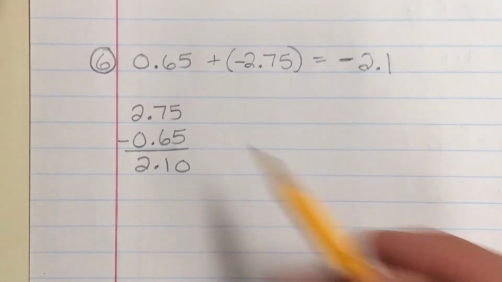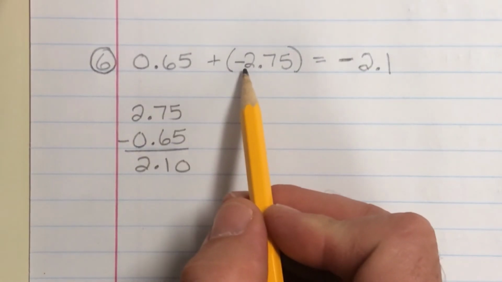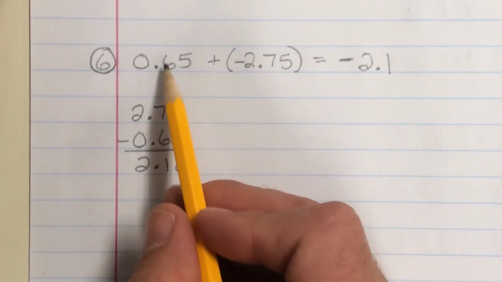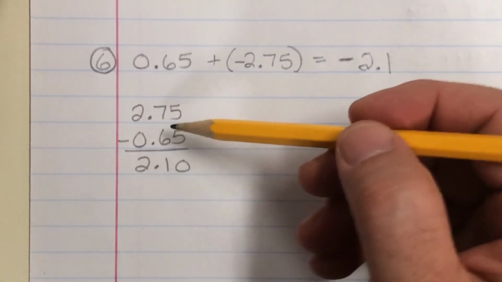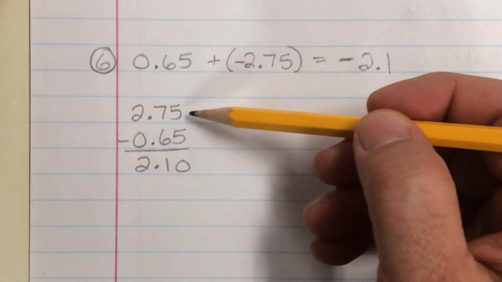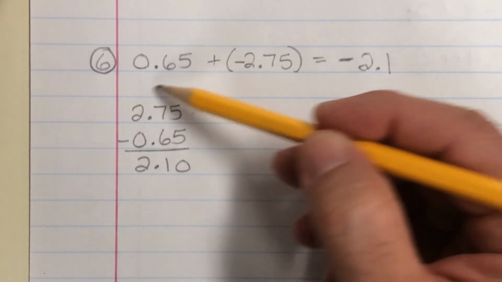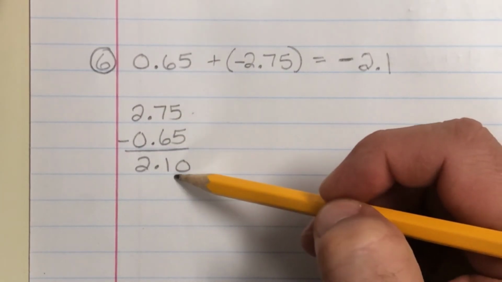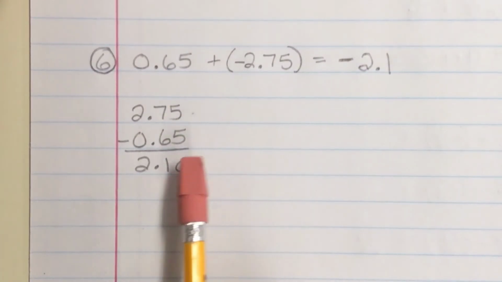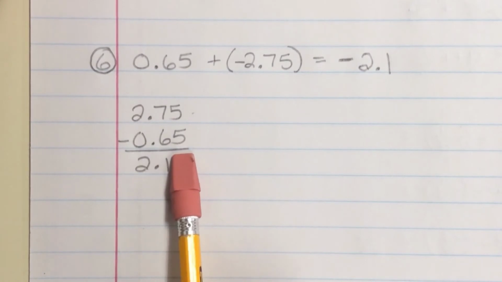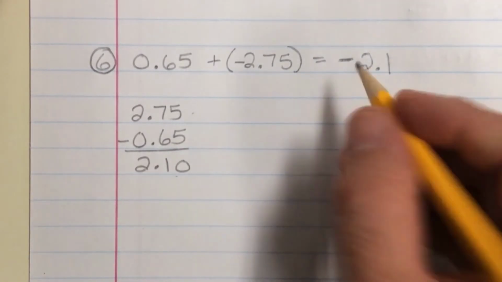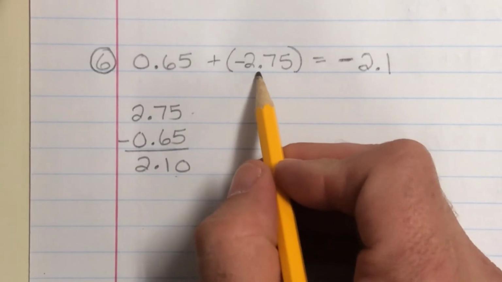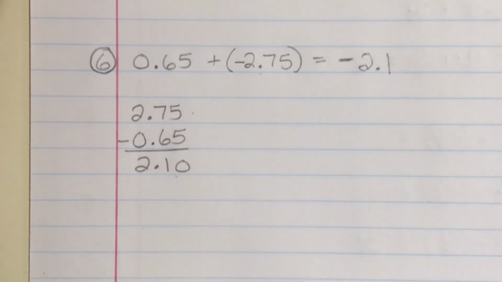Finally, number 6, 65/100 plus negative 2 75/100, different signs. So we subtract. Remember, we put the one with the larger absolute value on top. We subtract the two numbers, and we get 2 10/100, which is the same as 2 1/10, because that 0 is just not needed right there. Put it over here. And we keep it negative because the negative had the larger absolute value.